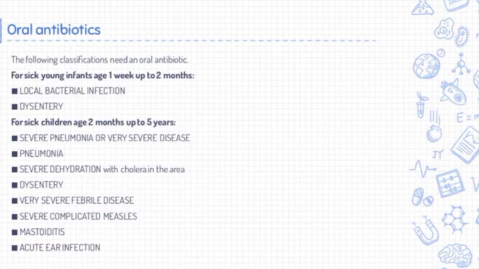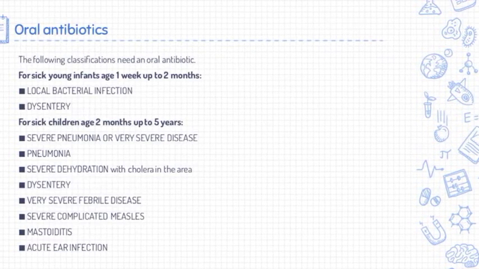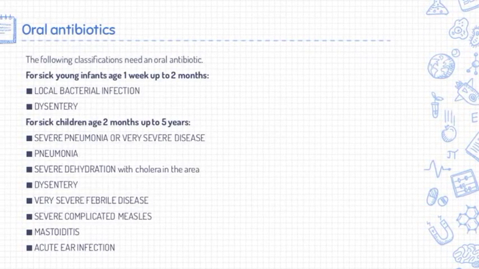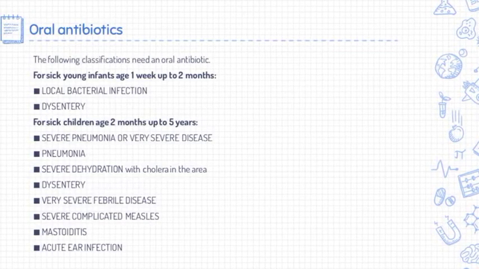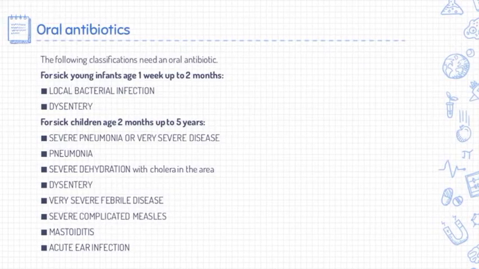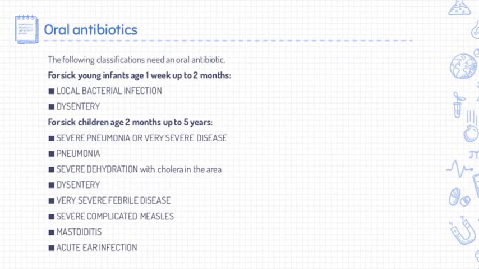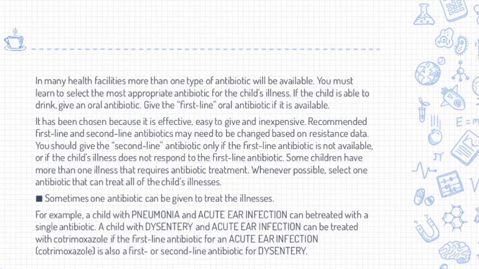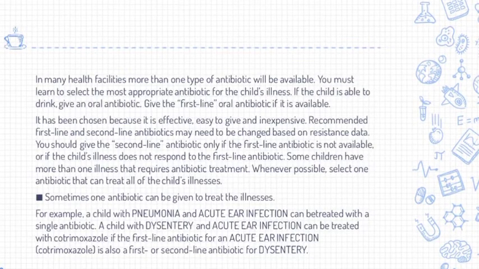And for sick children age 2 months up to 5 years, the classifications that need an oral antibiotic are severe pneumonia or very severe disease, pneumonia, severe dehydration with cholera in the area, dysentery, very severe febrile disease, severe complicated measles, mastoiditis, and acute ear infection. In many health facilities, more than one type of antibiotic will be available.